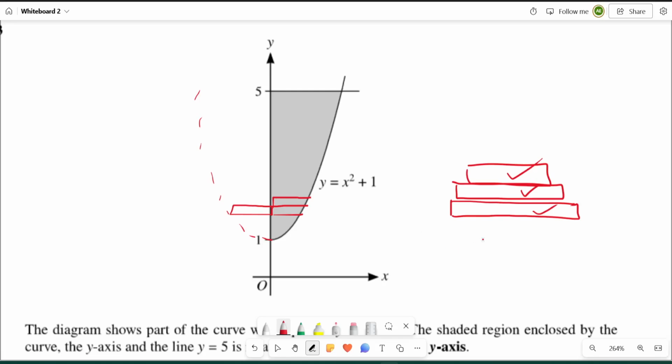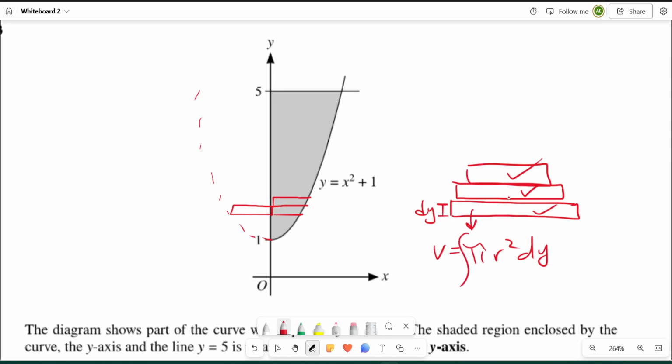Okay, so we need to know what's the volume of one single disk. So we know the volume of a disk is basically the circular cross-sectional area, because a disk looks like this. So it's going to be pi times r squared into the thickness of the disk, which is going to be the small jump in y. We're going to call it dy. So dy over here. Okay, so volume is going to be integration of this stuff.